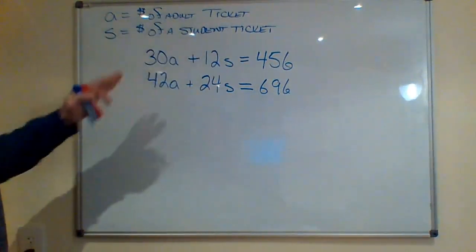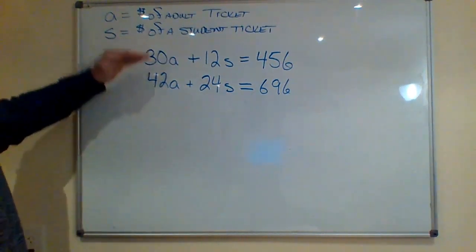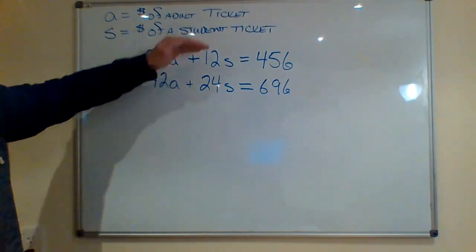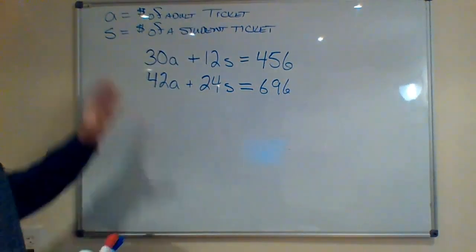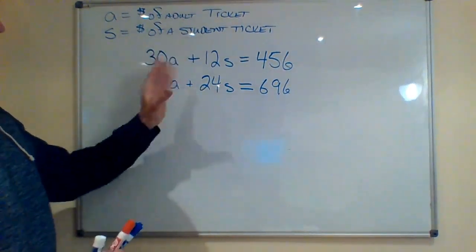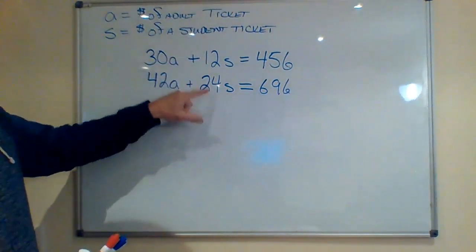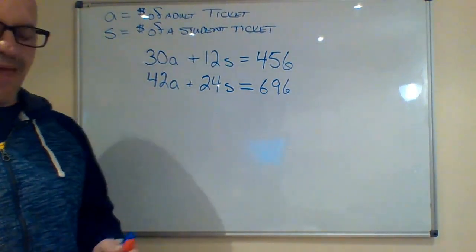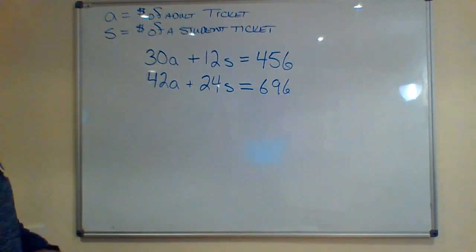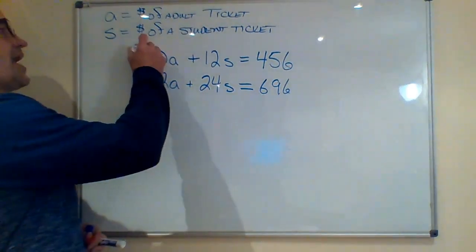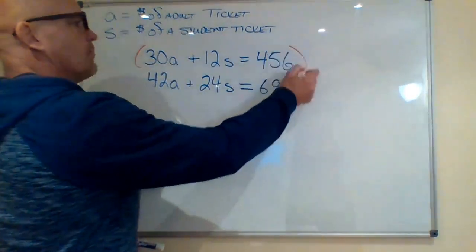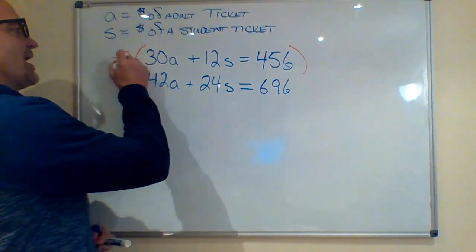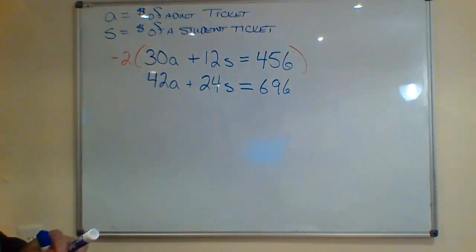So when I look at this, I'm going to survey it and say, does it look like it'll be easier to get rid of the A's or the S's? Well, I'm immediately drawn to the S's. The reason I'm drawn to that is this is 12, this is 24. They're not opposites, but they could easily be made as such. So what I'm going to do is take that top equation and multiply it by -2.